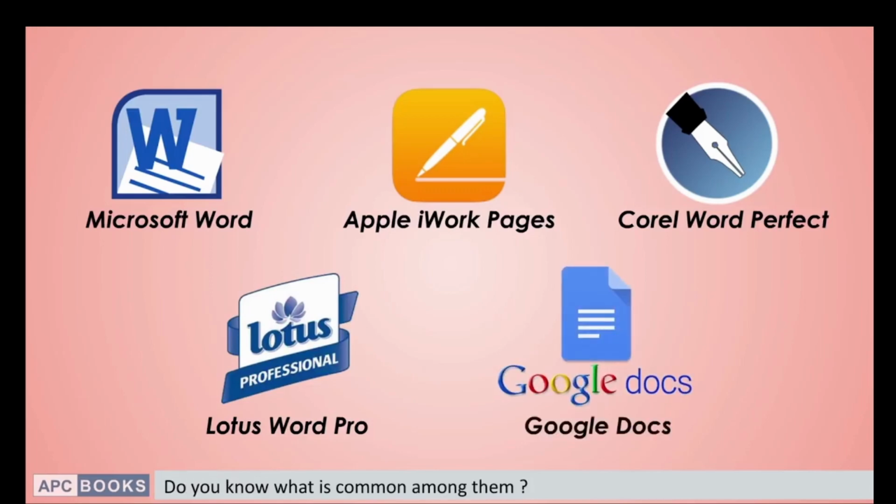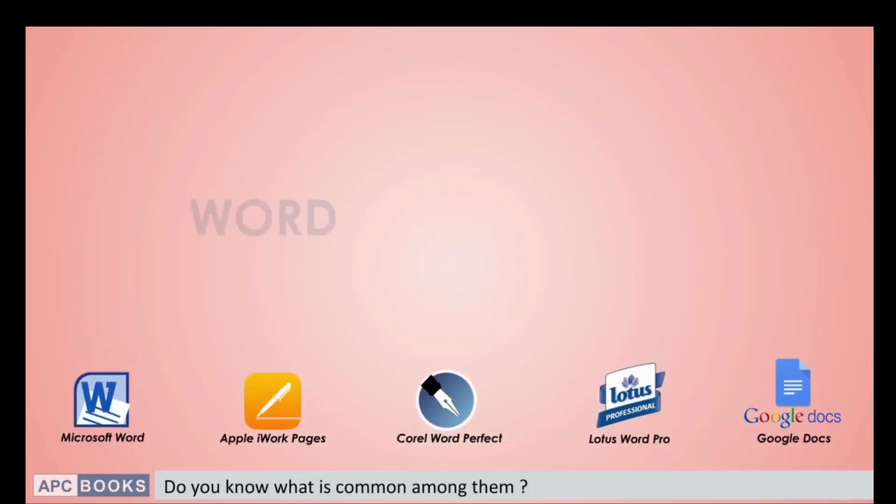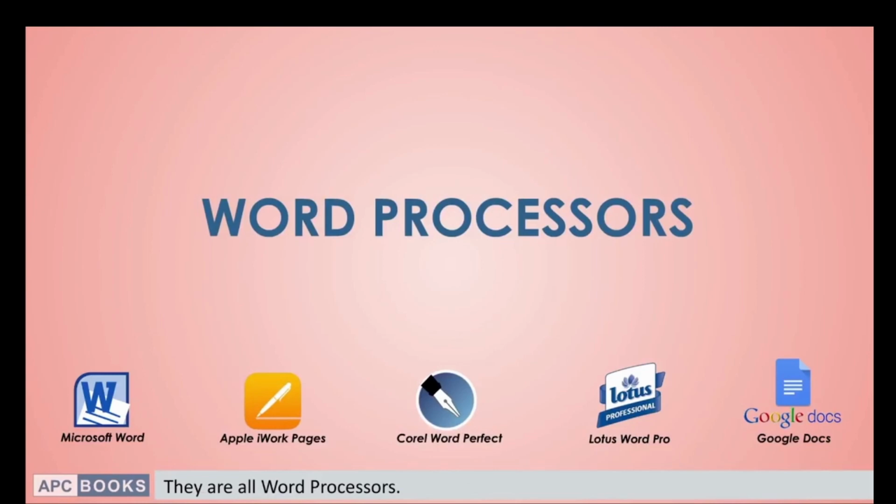Do you know what is common among them? They are all word processors. Please, are you following? Yes. So these are some examples of word processors. From today, keep word processing and word processors in your mind. The programs we see here, which one is the first one here? Microsoft Word. Next one.